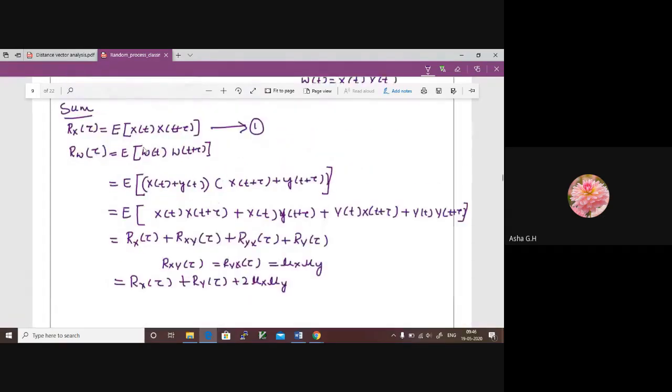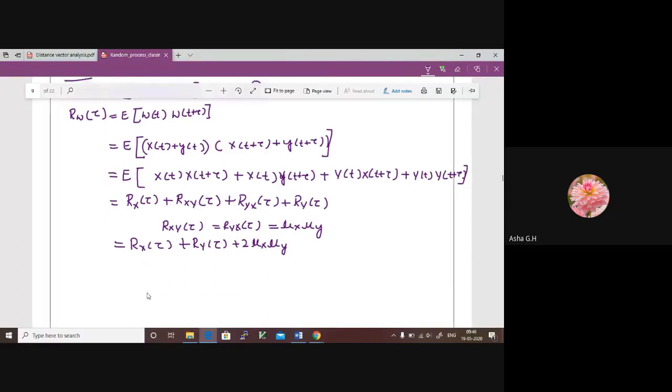Okay. So now what we try to do is represent the autocorrelation function of W in terms of x and y. Now if we assume that either mu x or mu y is equal to 0, then the autocorrelation of W is equal to the sum of the two autocorrelations of x and y.